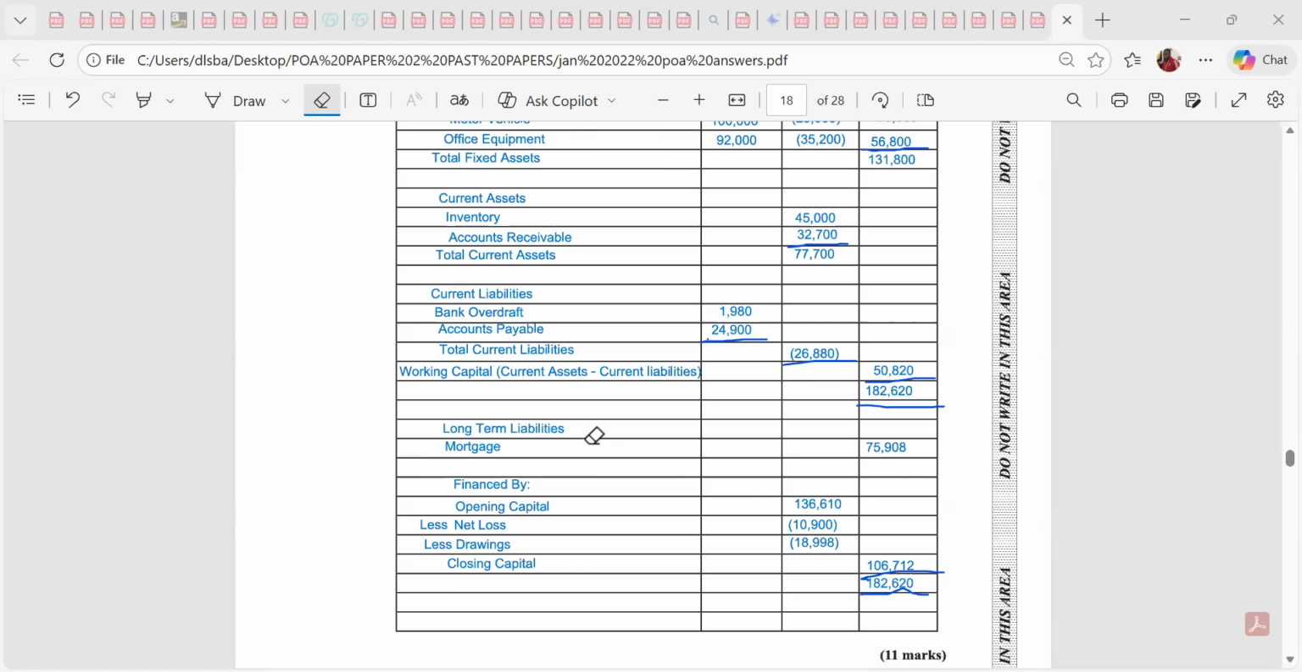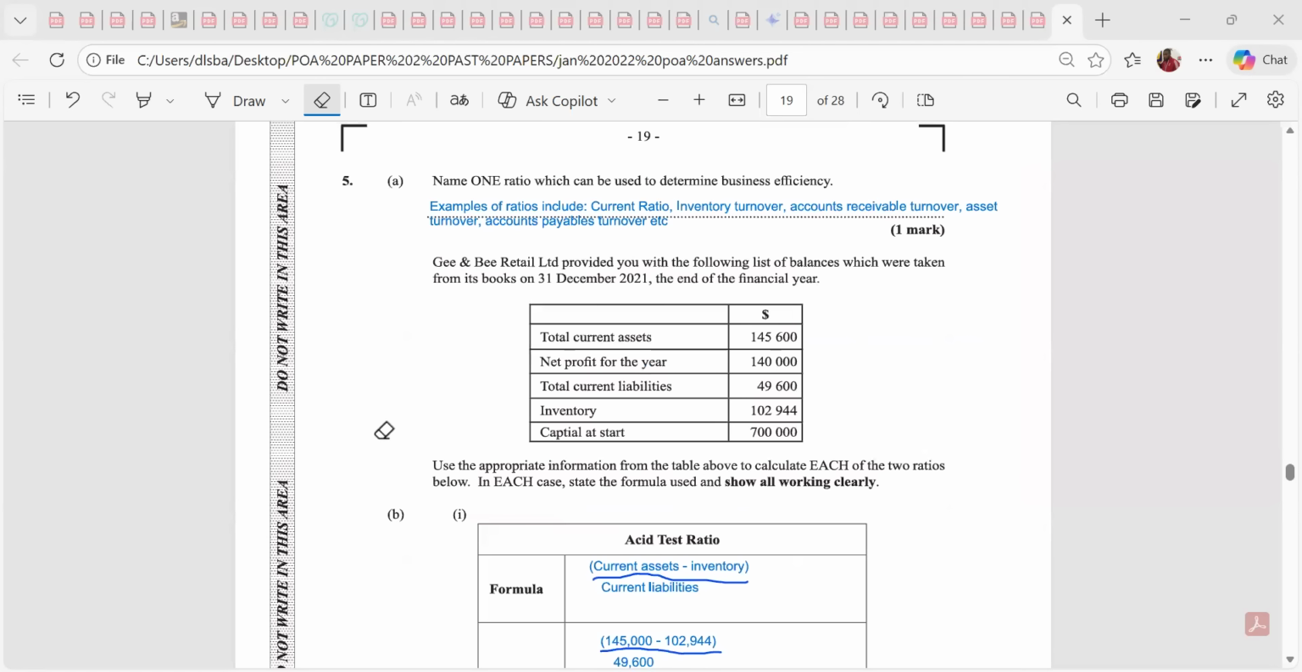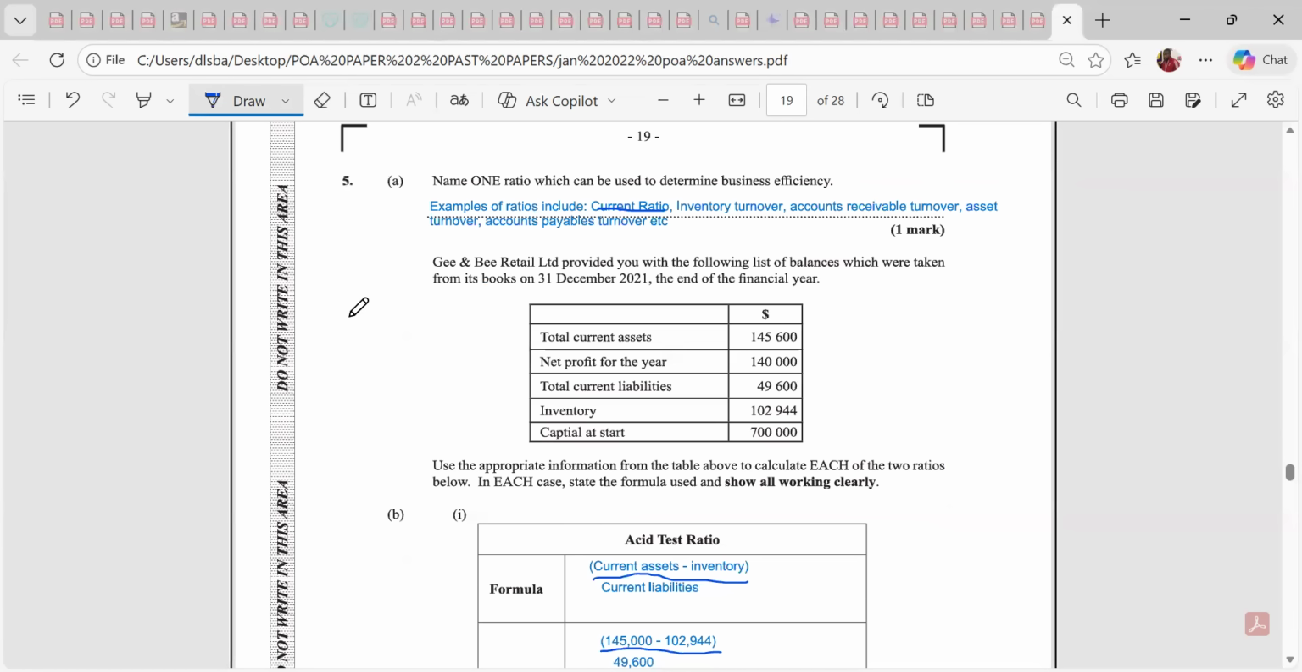Number 5. Name one ratio that can be used to determine business efficiency. No, don't put current ratio. Put inventory turnover, receivables turnover, asset turnover, payables turnover. Any of those could come. Ratios come again. Again, I'm not saying it will come. Just saying make sure you know your ratios now.